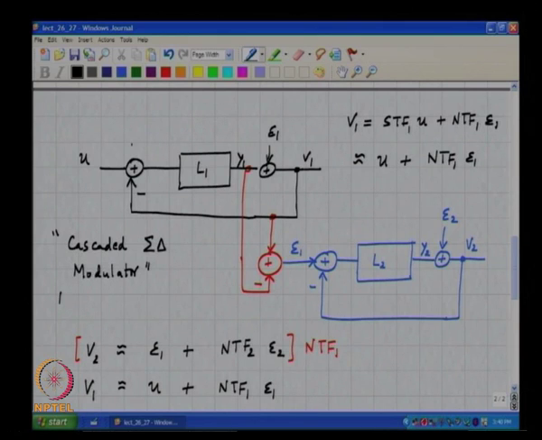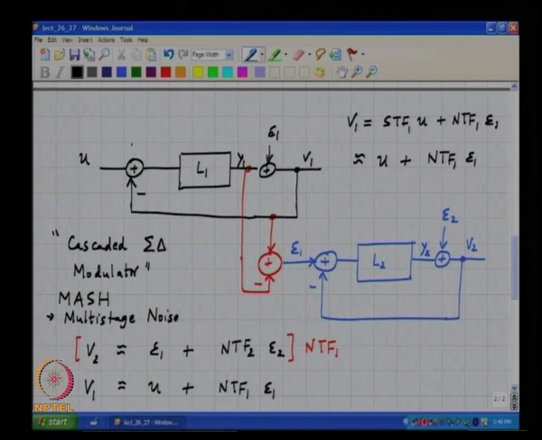Sometimes it is also called the MASH structure. MASH stands for, strangely, multi-stage noise shaping. All right, I suppose the SH comes from here and M comes from here and A comes from here. So, when somebody says it is a MASH modulator, he or she is talking about a cascaded structure.